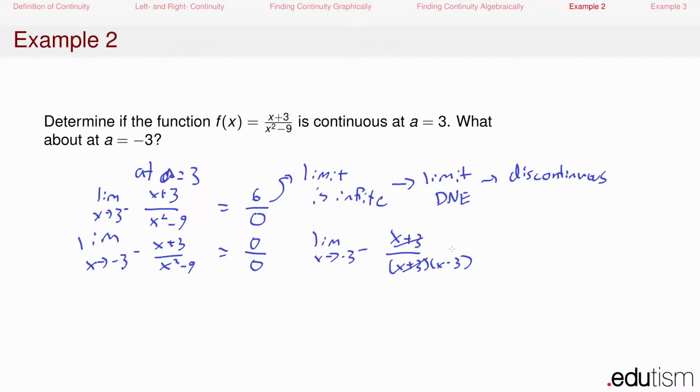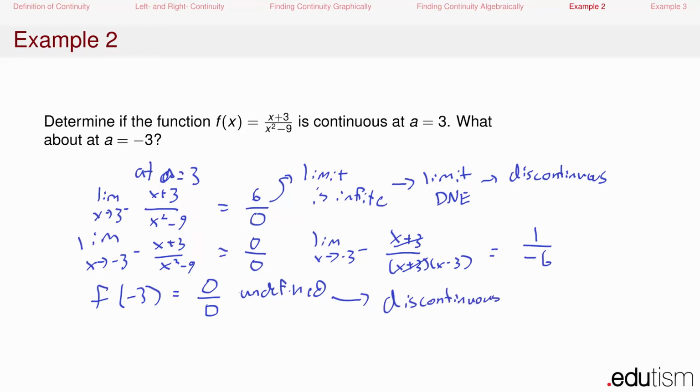The x plus 3's cancel. We plug in negative 3 again. We get 1 over negative 6. So the limit from the left exists and equals 1 over negative 6. Let's try the value of the function. Let's see what f of negative 3 is. When we plug in negative 3 for x, we get 0 on the top and 0 on the bottom. 0 over 0 is undefined. So, since f of negative 3 is undefined, since the function has no value at negative 3, this thing does not exist, so it is discontinuous.